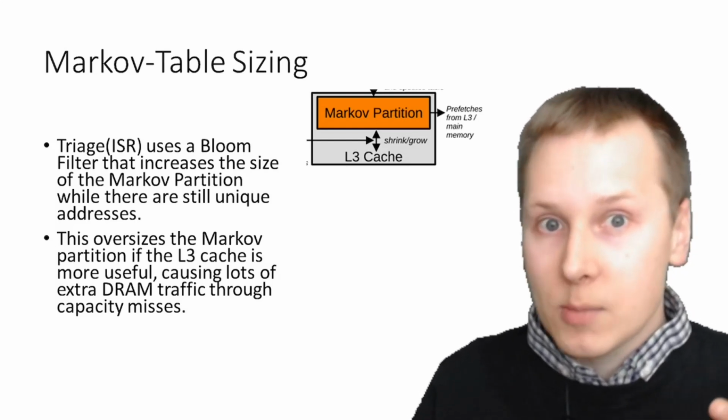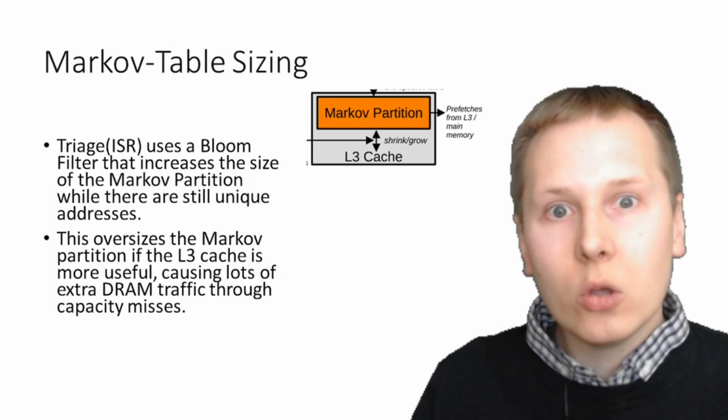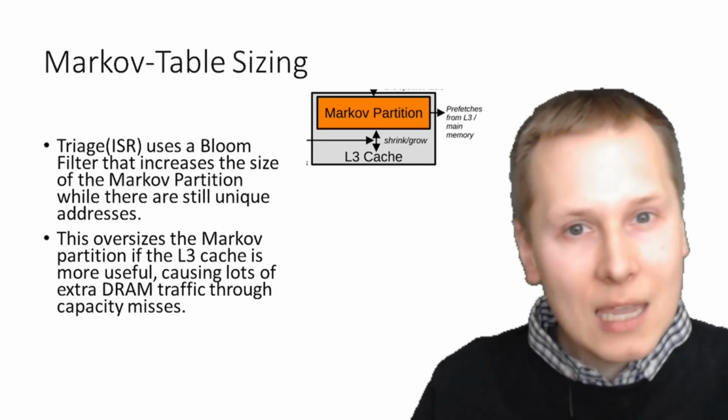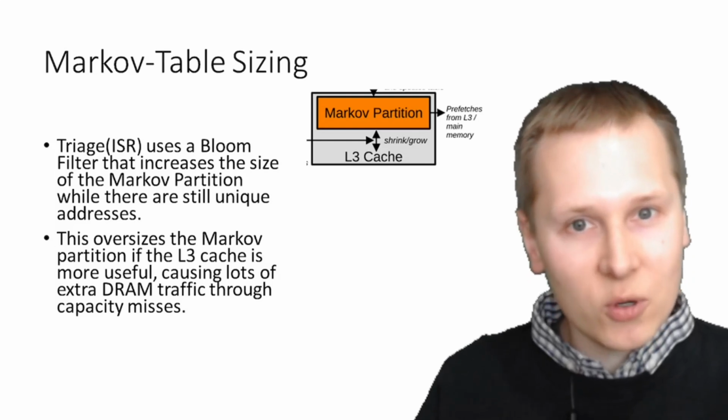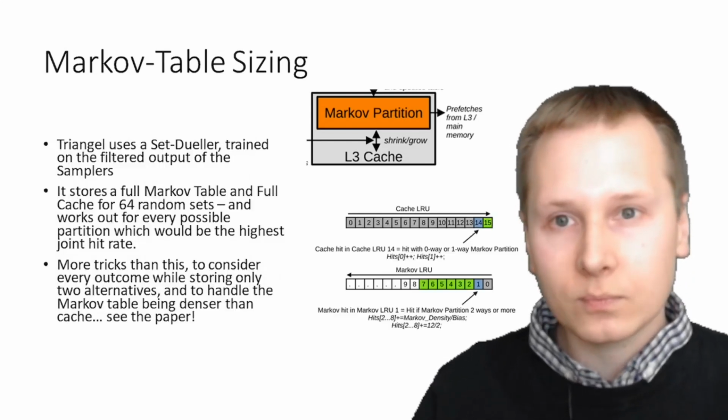And when you take away space from the L3 cache, you cause a lot more misses to DRAM, even if your prefetchers are perfectly accurate. And that's not a very good thing to do if you're wanting energy efficiency.